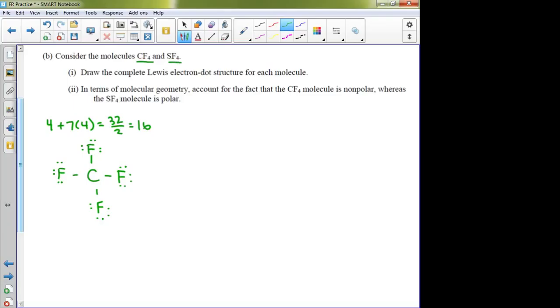Then SF4: sulfur has 6 valence electrons. Fluorine has 7, so 6 plus 28 would be 34, divided by 2. So for this one, I need 17 pairs. So I'm going to draw it the same way again. Except this time, since I need an extra pair, the extra pair has to go where? On sulfur. So sulfur has a lone pair.